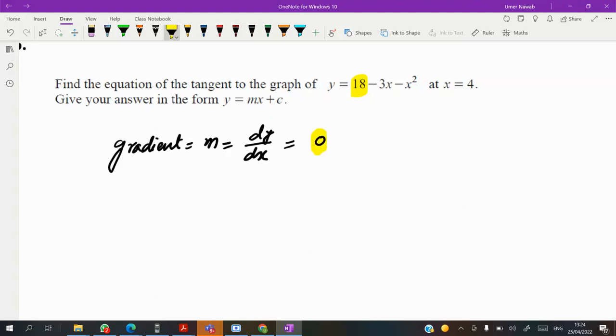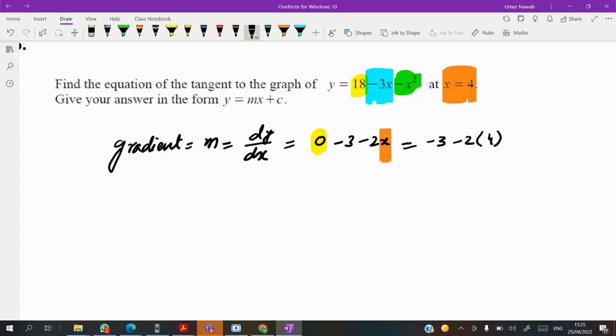So the differentiation of 18 is 0. Minus 3x, it is minus 3 because differentiation of x is 1. Then finally, the differentiation of minus x squared is minus 2x. And he wants to find the gradient at 4. So here you substitute 4. So minus 3 minus 2 and 4, it gives you minus 3 minus 8, so minus 11. So my m is minus 11.